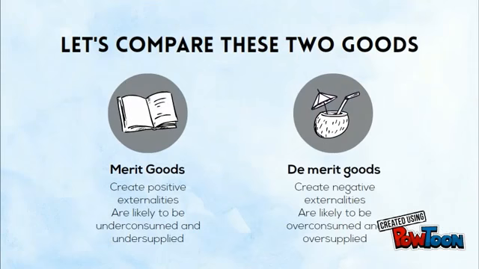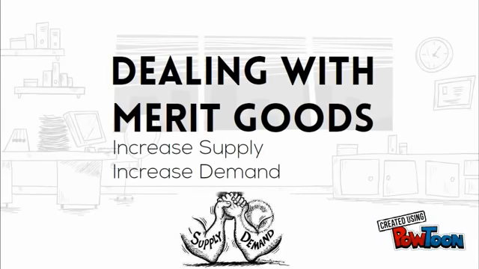Merit goods will create positive externalities, are likely to be underconsumed and undersupplied, while demerit goods will create negative externalities, are likely to be overconsumed and oversupplied. But how do we increase the consumption of merit goods? Well, the government could either increase supply of those goods or increase demand for those goods.